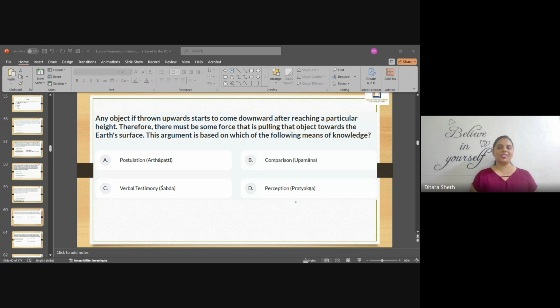Pratyaksh, do you see a force throwing wires and pulling it down? Your senses, how do you perceive it with your senses? Can you perceive gravitational force with your senses? No, you cannot, or it would have been discovered much earlier. There is no comparison here. It is not Shabda. It is arthapti, postulation. Then we went forward to prove it with lot of inferences. But this statement here is an arthapti. There must be some force that is pulling that object towards the Earth's surface.